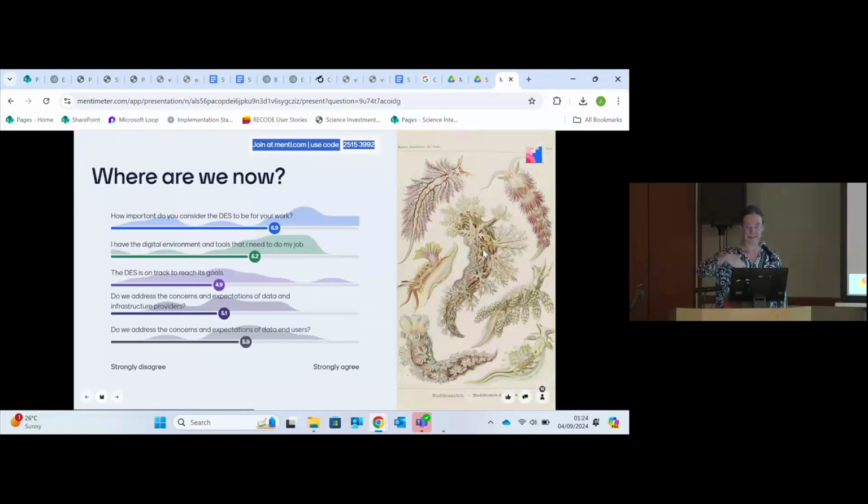So then there's a little list of questions. The question is, so where are we actually right now? It seems that most of you consider the DS, the real implementation of the DS, really important for your work. That's really good to hear, very encouraging.